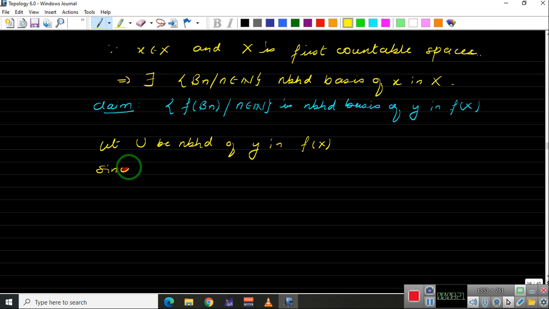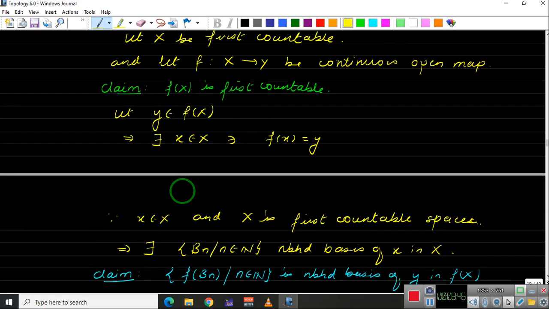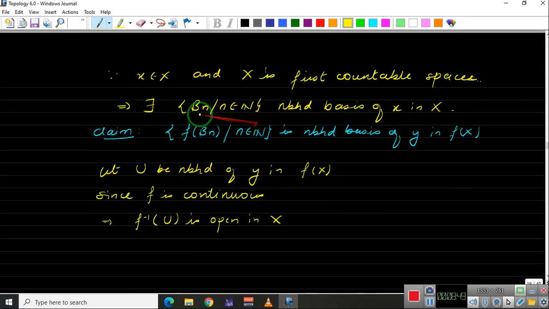Now since U is a neighborhood of f(x), we know that U is open and f is continuous. Since f is continuous, this implies the inverse image of this open set will be open. So f inverse of U is open in the domain X because f is a continuous function, and we know that this is the basis for X. Since X is first countable, we have this basis, and f inverse of U is open in X such that x will be in f inverse of U.